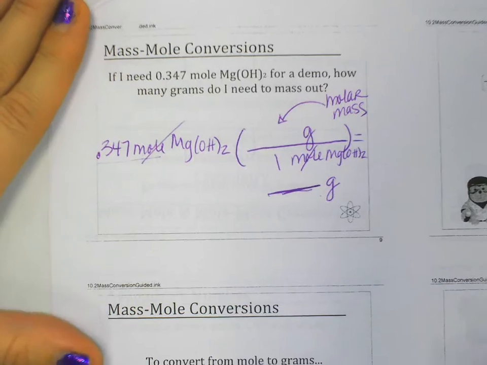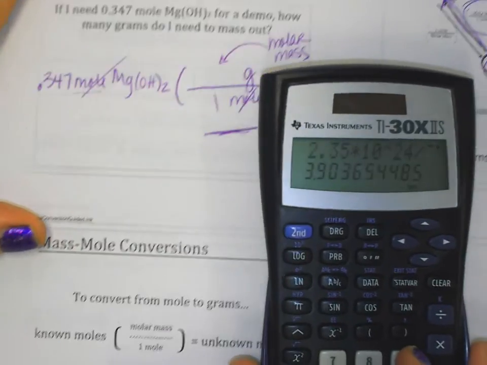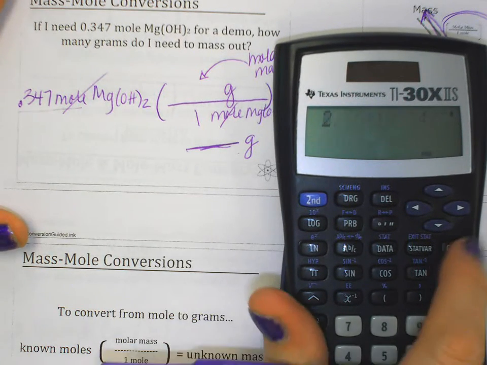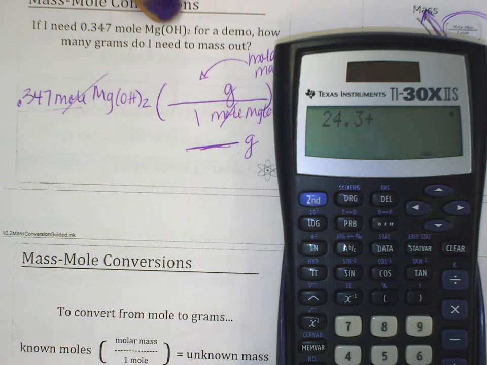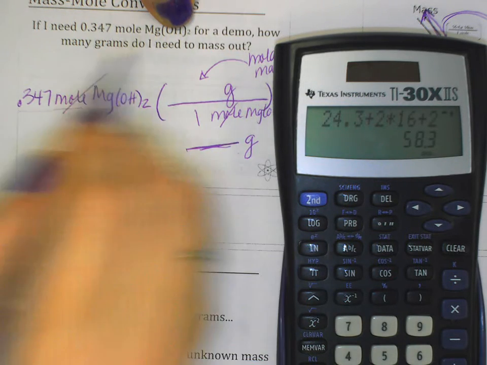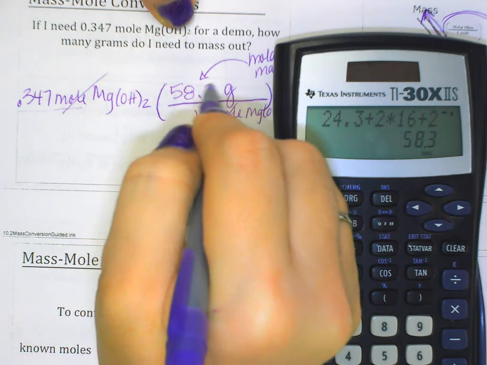All right, well, I need the molar mass of magnesium hydroxide then. And like I told you guys before, you had to show me your work for a while. Now on the molar masses, you don't have to show me your work. I'm just going to add this up. I'm going to use my periodic table. Magnesium hydroxide: magnesium is 24.3, plus I have 2 oxygens in there, so 2 times 16, plus 2 hydrogens, so 2 times 1. So the molar mass of magnesium hydroxide is 58.3. And that goes in there.